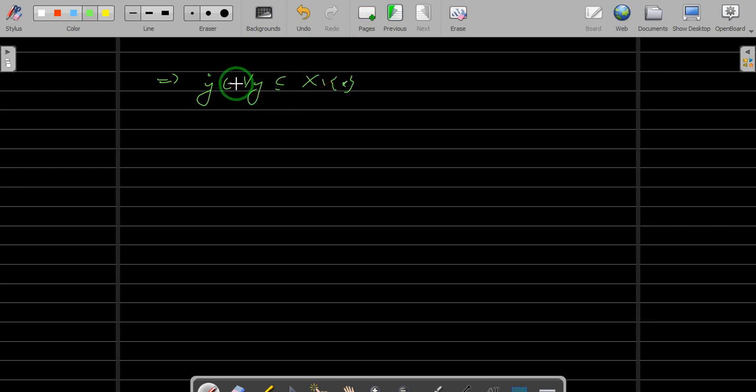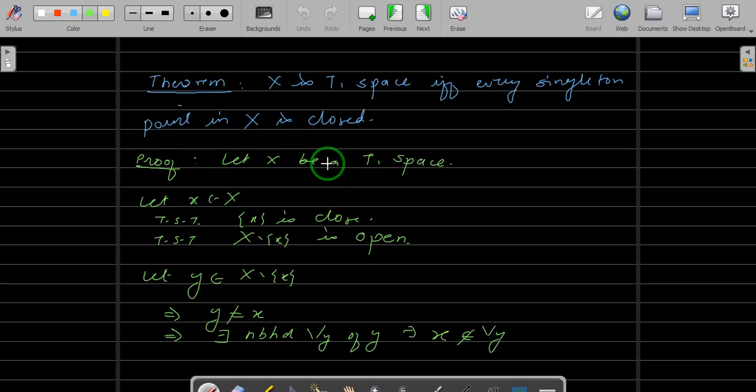Because x does not belong to Vy. What have we achieved? We have taken a point in X different from singleton x, and after the argument we got a neighborhood Vy of y which is contained inside the given set. This implies X different singleton x is an open set, and if it is open then the complement is closed, that is, singleton x is closed in X. Okay, that is our first claim.